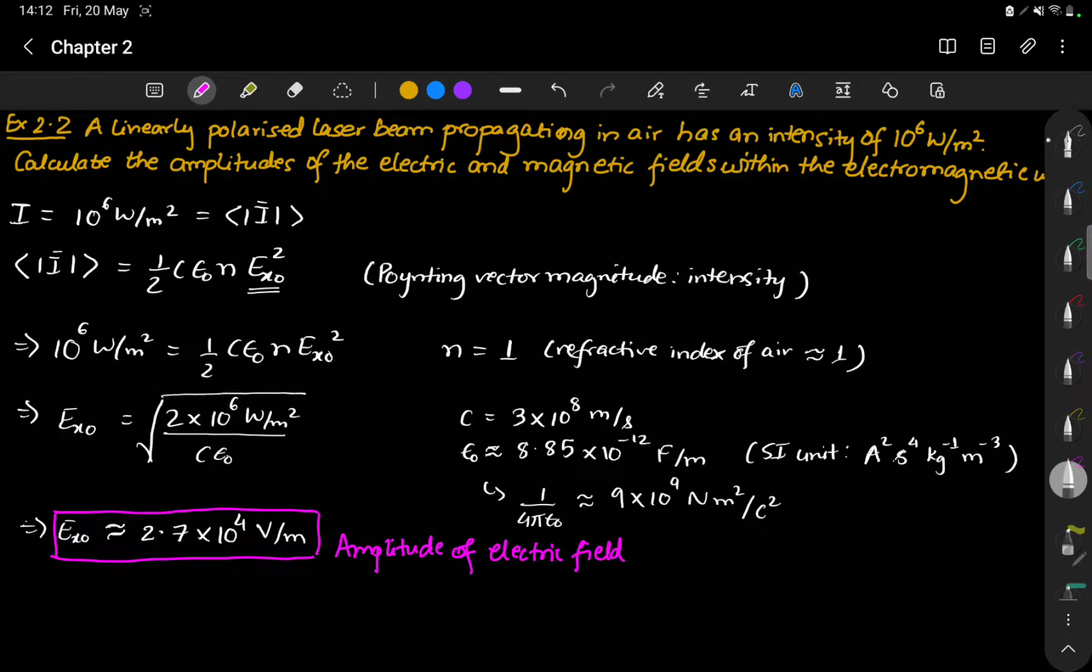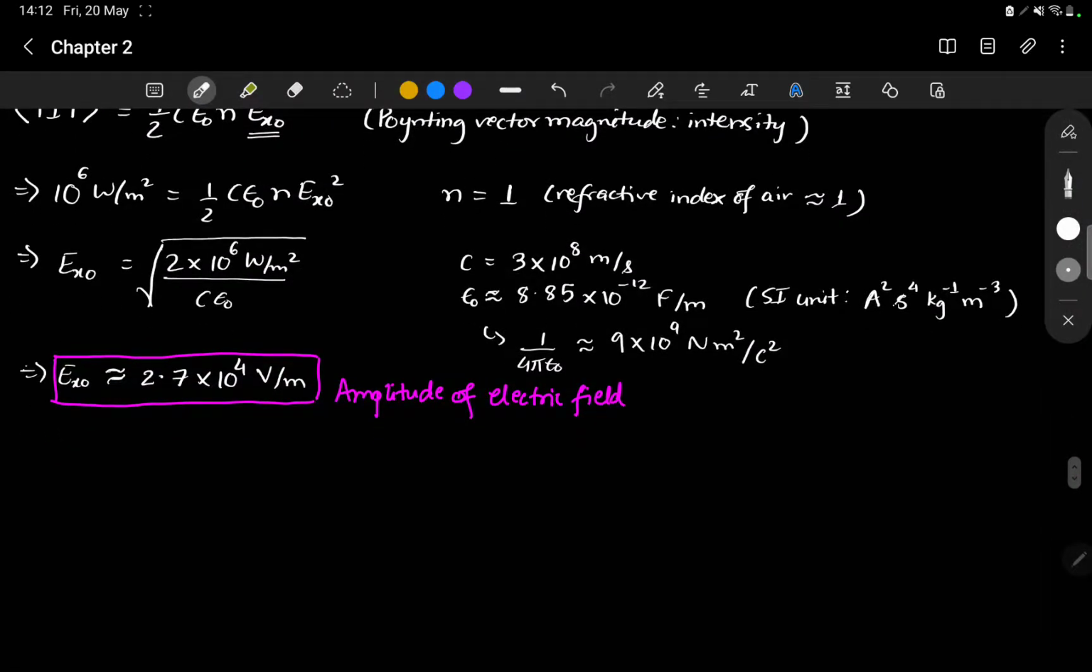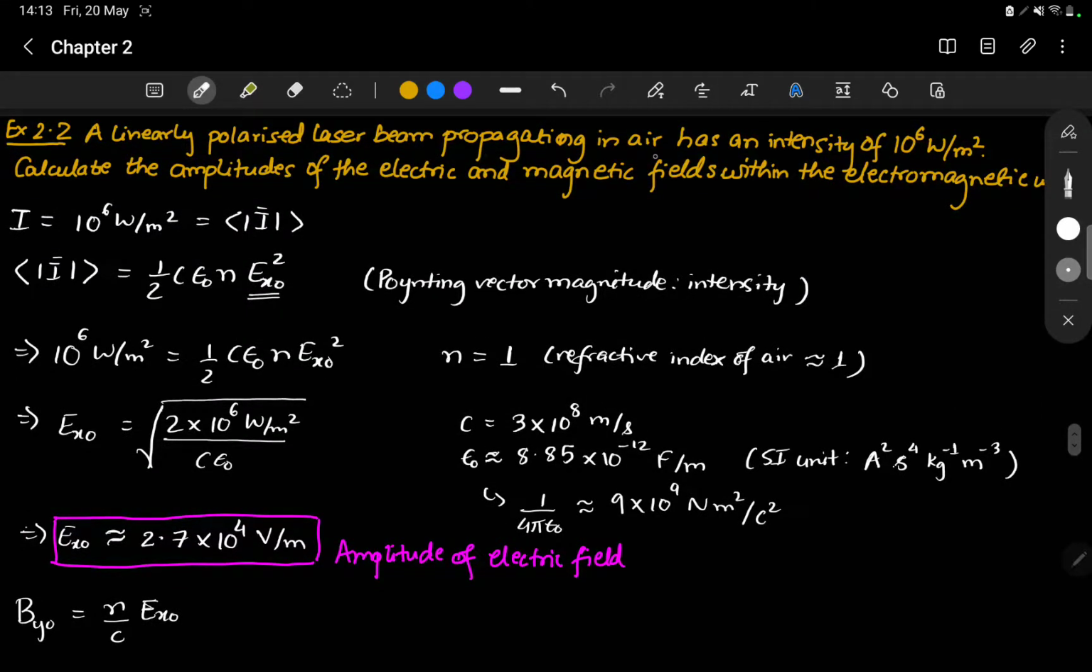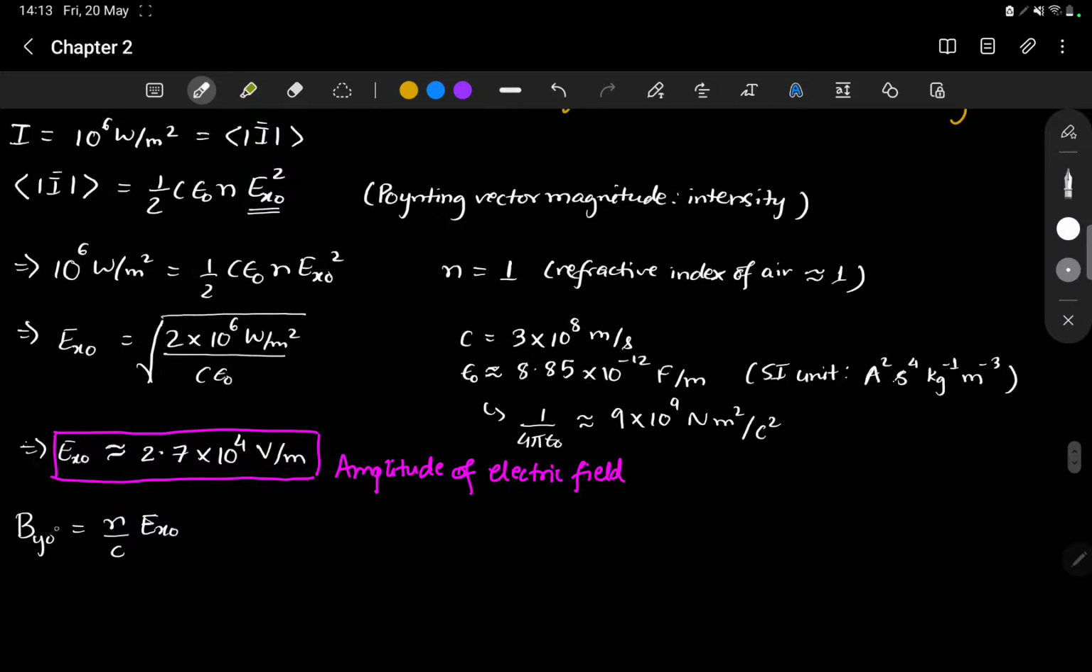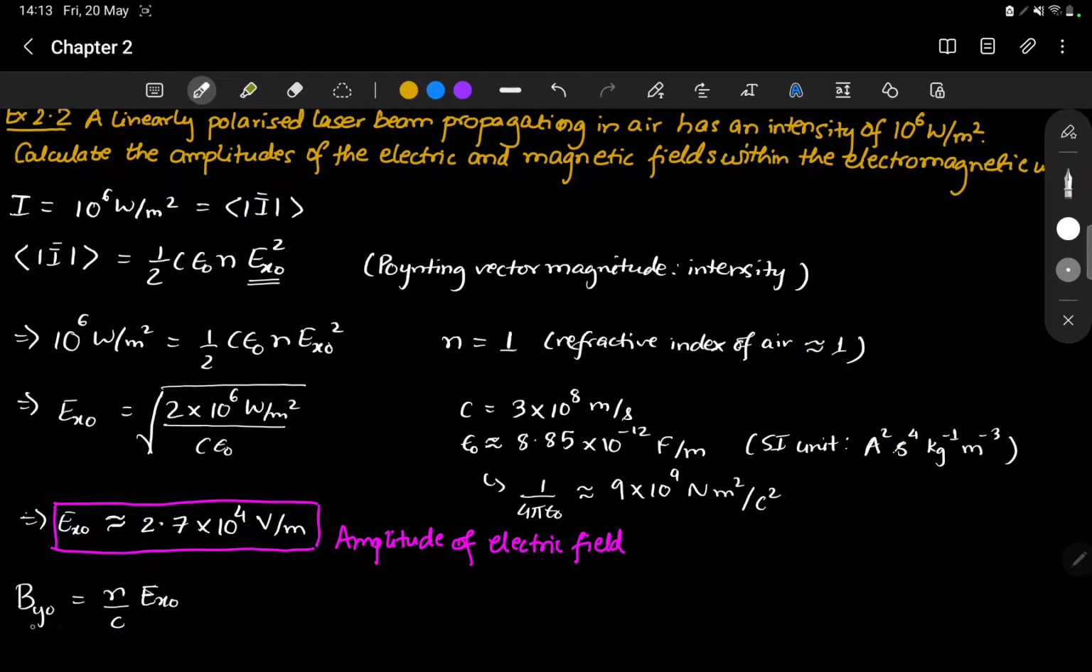Now we need to find out the amplitude of the magnetic field. So the magnetic field is given in terms of the magnitude of the electric field by the following expression. So notice that if electric field is along the x direction, then for free space propagation in air, we will have the magnetic field to be orthogonal to the electric field. So if this is in x direction and if we assume that the propagation is along the z direction, then we will see that the magnetic field will be along the y direction. So that's why I've written By0.